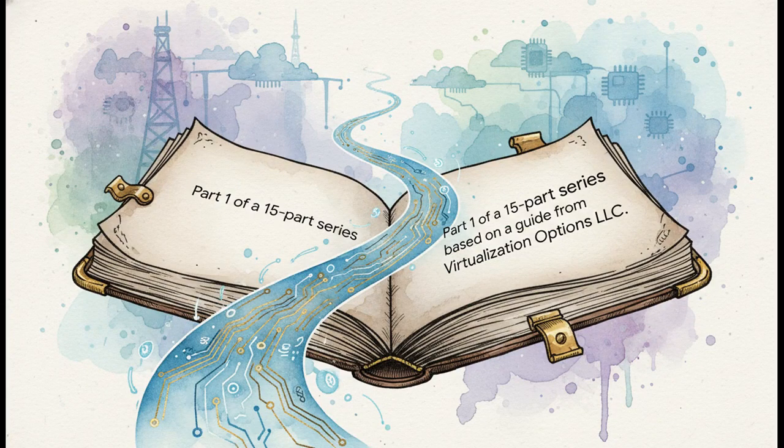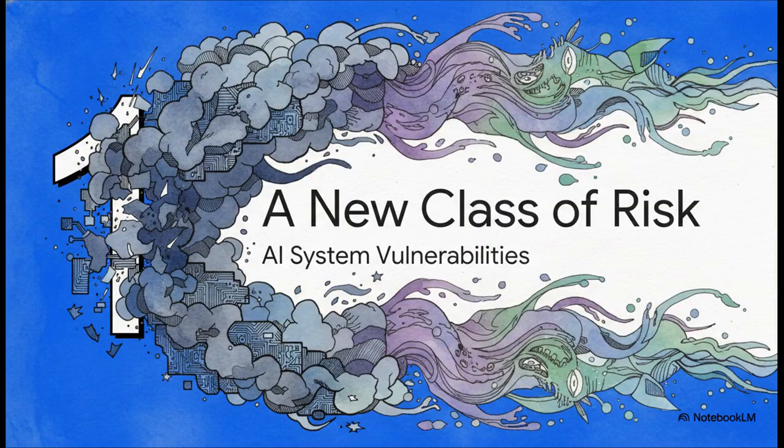All right, so this is the first part of a big 15-part tutorial. We're following a super detailed guide from Virtualization Options LLC. And our goal? To walk you through their framework, step by step, so you can build a DR plan for your own AI infrastructure that's practically bulletproof. And today, we're starting right at the beginning, the absolute foundation, really getting what makes AI risks so different. Okay, let's get right into it.